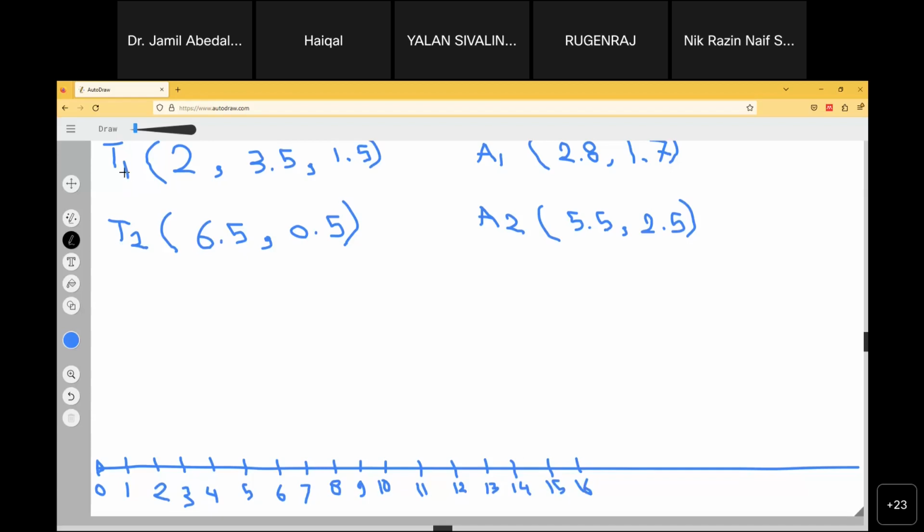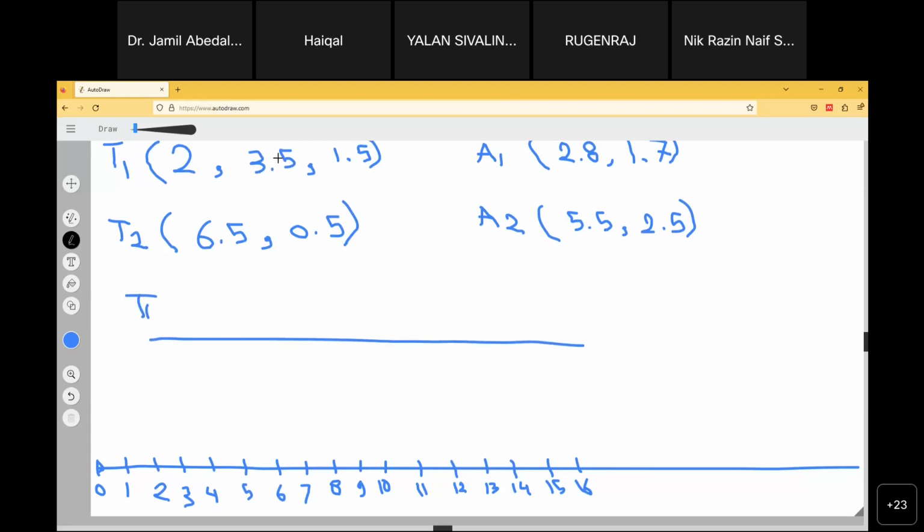Okay, we have task 2. Let's use blue color for task 1. We have task 1. Some students will draw it like that, starting from 0. But actually the start point for task 1 is from 2, correct? So that's wrong to start from 0, since our phase is 2. So we will start from 2 to draw the timing diagram of task 1, using blue color.